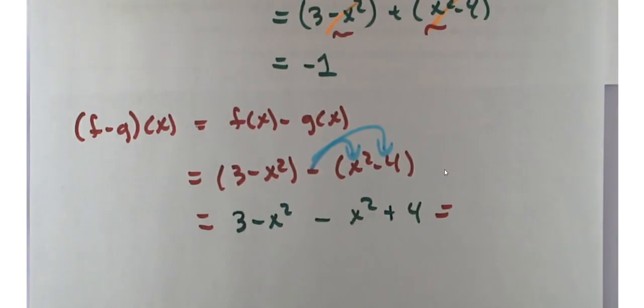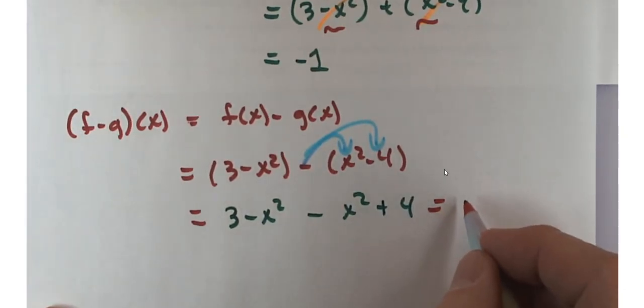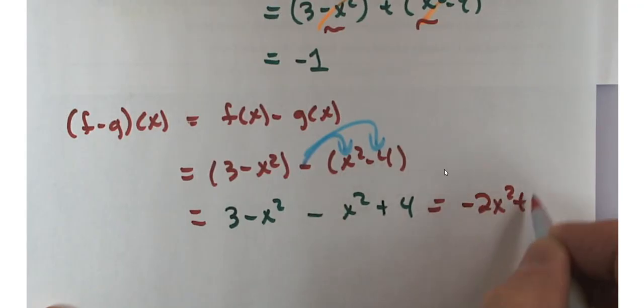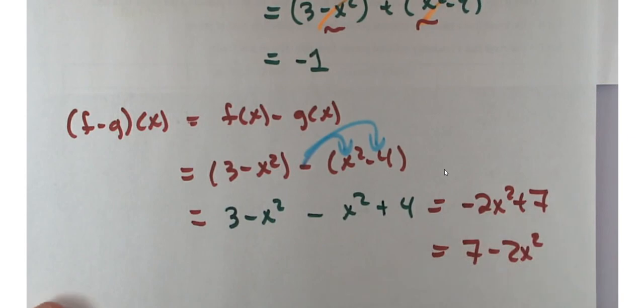Now, after I distribute that to both terms, I can collect like terms. What do I get when I collect like terms? Zandos? What do I get when I combine the like terms in this one? Minus 2x squared and 7 plus 7. Nice. What if somebody wrote 7 minus 2x squared? Should I mark them wrong?